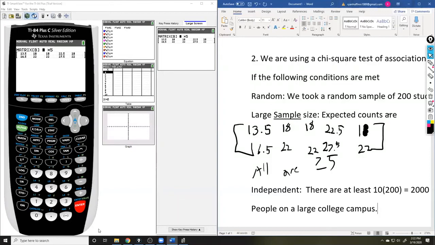Okay, so the main thing to emphasize there is you can write down the matrix to get your expected counts. And in that way you can refer back to it when we get to step 3 and writing down the formula.